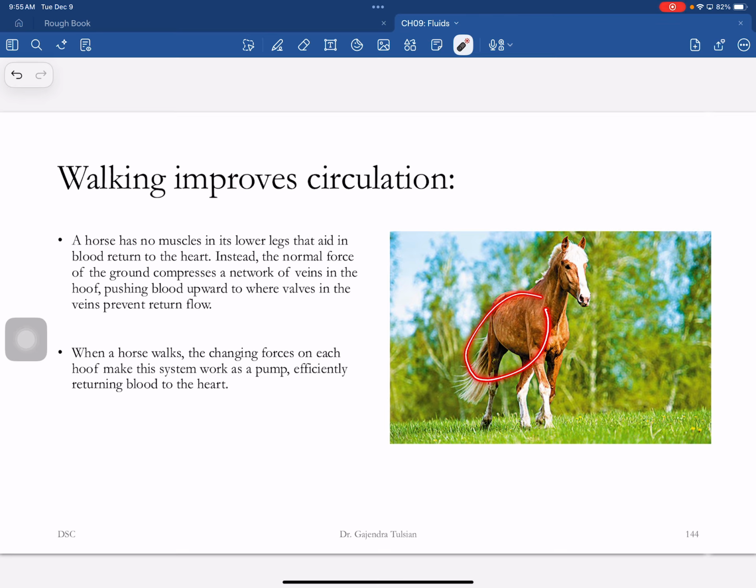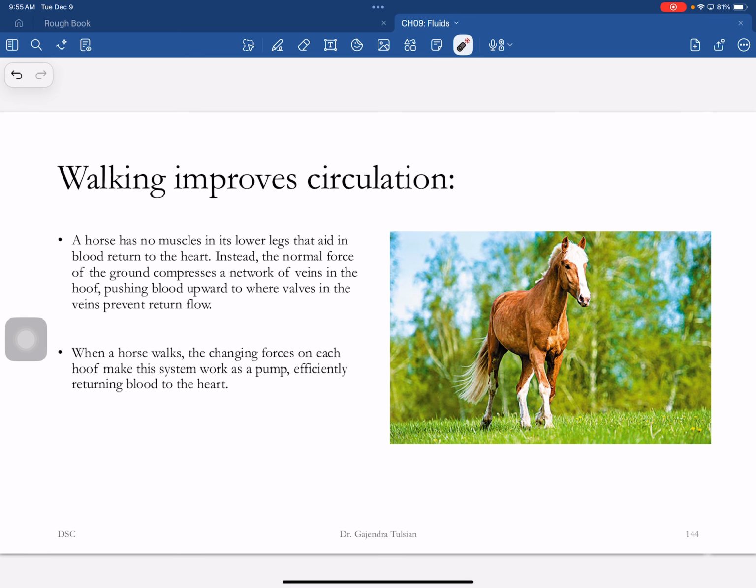What do these guys do? They don't have muscles in their legs. So what they have is a bunch of blood vessels under their hooves. And so when they walk, that acts as pumps. Okay? So when you put a shoe on the horse, that inhibits circulation. Okay? So a horse has no muscles in its lower leg that aid its blood return to the heart.